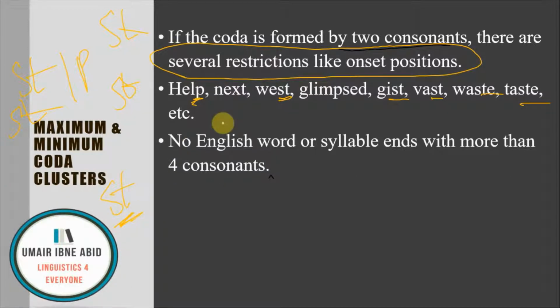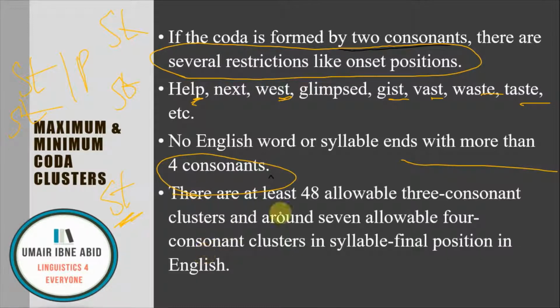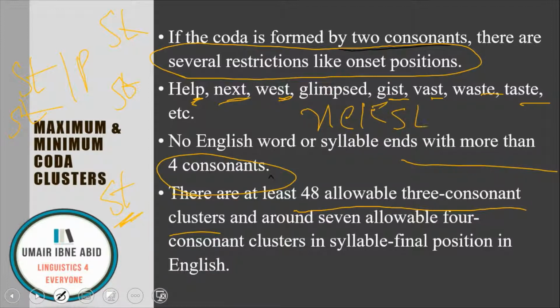Similarly, no English word or syllable ends with more than 4 consonants. At coda position there could be a maximum of 4 consonants, and there are 48 allowable 3 consonant clusters. At coda position 3 consonants could also come, as in this example, next. If we transcribe it, we have k, s, t, 3 consonants at coda position. Such combinations where 3 consonants come at coda position are 48 in English.